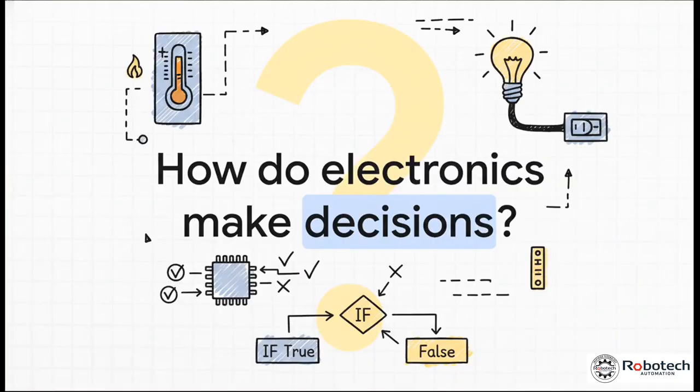So let's start with the big picture. How on earth do our little microcontrollers and circuits actually make decisions, right? How does a thermostat know when it's time to kick on the heat? Or how does a simple button press magically turn on a light? It feels complicated, but trust me, the answer is way simpler than you think.